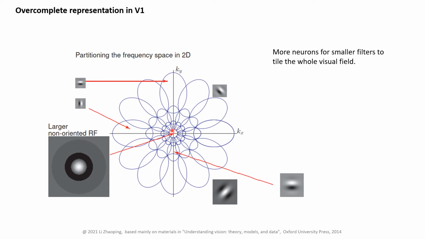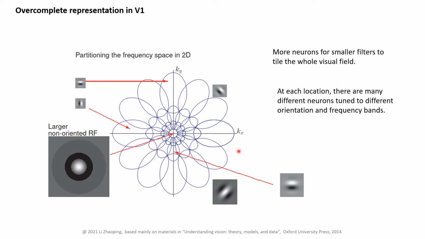If we look at the lowest band, this isotropic band, involving the largest receptive fields, and because it has the smallest space in linear frequency space, you will have fewer neurons to tile the whole visual field. That's okay because this receptive field is bigger anyway. So if you look at each visual location in visual space, you will find many different neurons covering that location. At each location you have this neuron type, that neuron type, and so on to cover it. And they are tuned to different orientations, different frequency bands, they have different sizes, and so on.